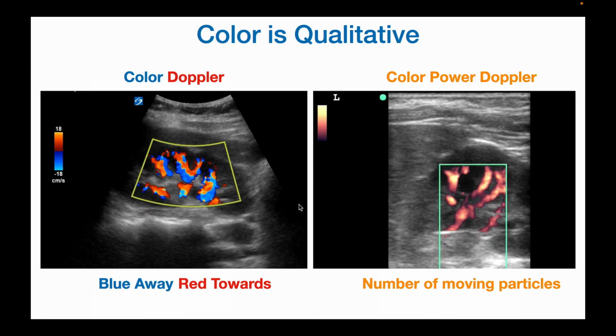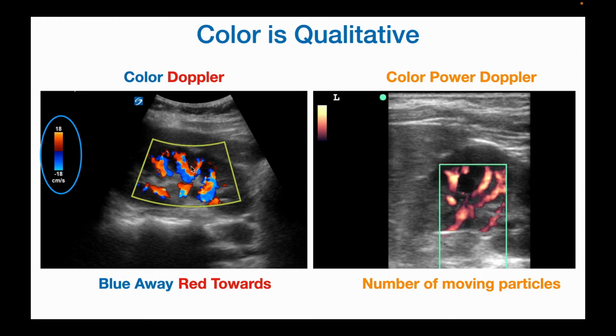Now there are two types of qualitative or color Doppler. The first reveals both directionality and velocity range of flow. Right here, the mnemonic BART, not for Bay Area Rapid Transit, but for blue away, red towards, is a way to remember that flow going towards the probe is going to be red, whereas flow going away from the probe is going to be blue.